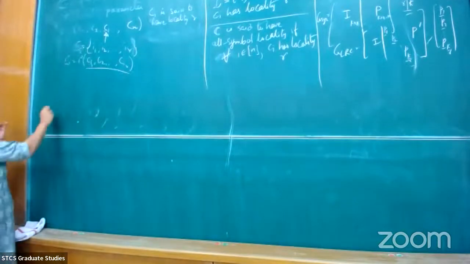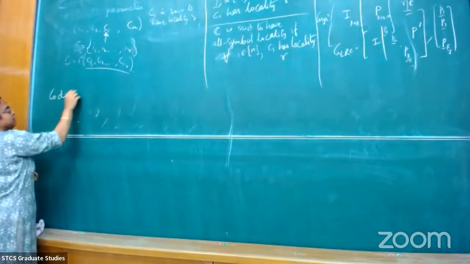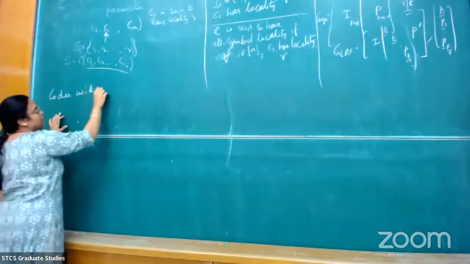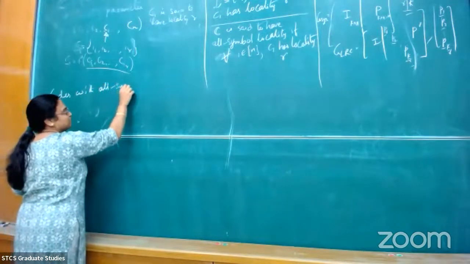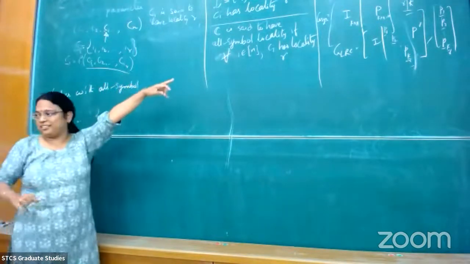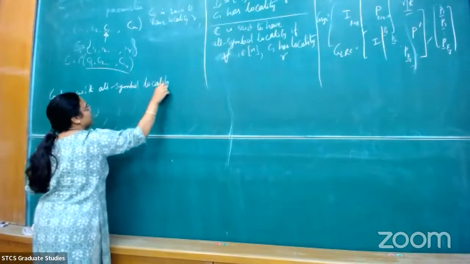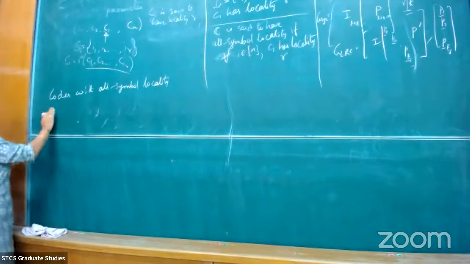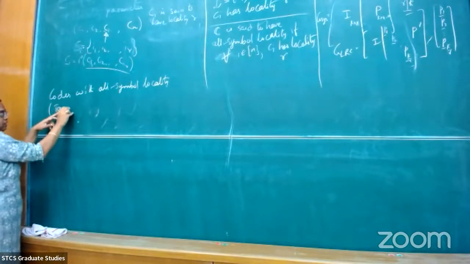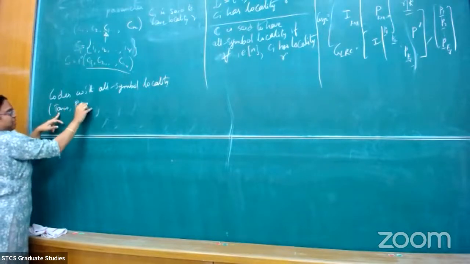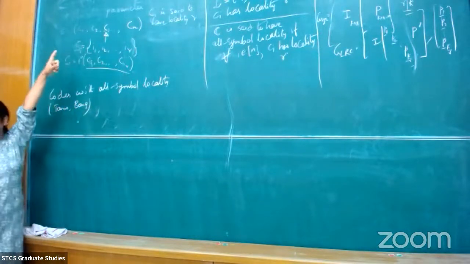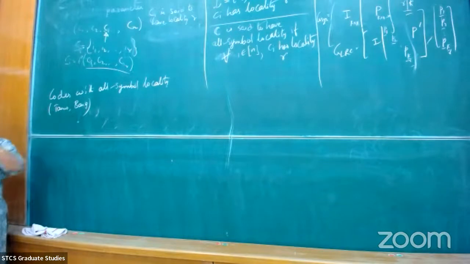Okay. So codes with all symbol locality are slightly trickier to construct. We don't get a simple construction like that. They were done in a paper by Tamo and Barg, and this has won the TIT best paper award. That has won some other award. So in LRC, these are the two landmark papers, I would say.